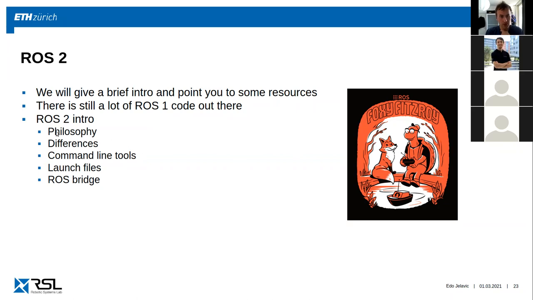Today we'll talk about the philosophy behind ROS2 and the differences to ROS1. We will look at some command line tools that we can use, same as in ROS1, to quickly debug things, find out information and analyze stuff. We will look at launch files, which are quite different in ROS2 than in ROS1. And then we will look at ROS Bridge, which enables the communication between ROS1 and ROS2, so you can have both types running on the same PC.